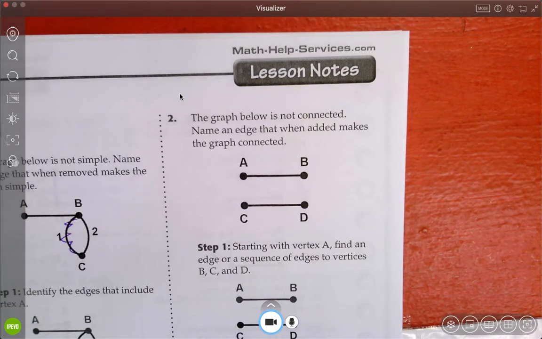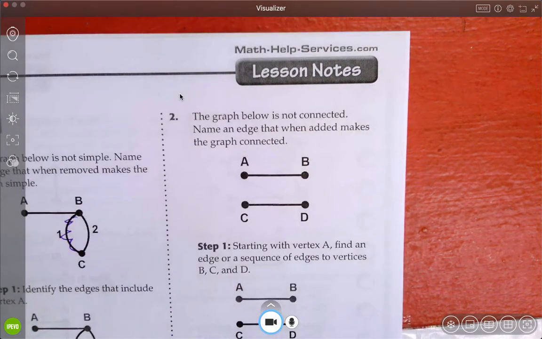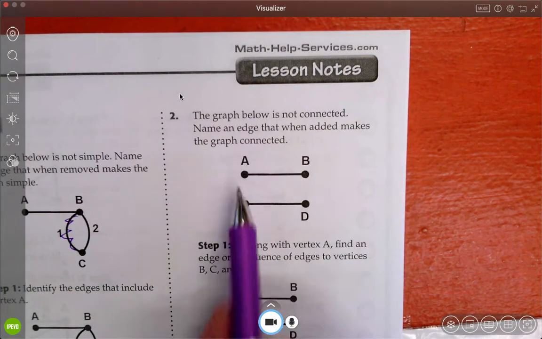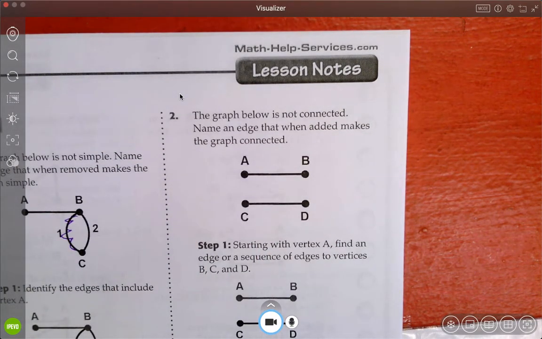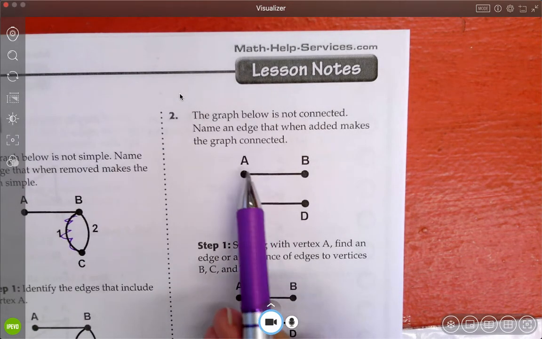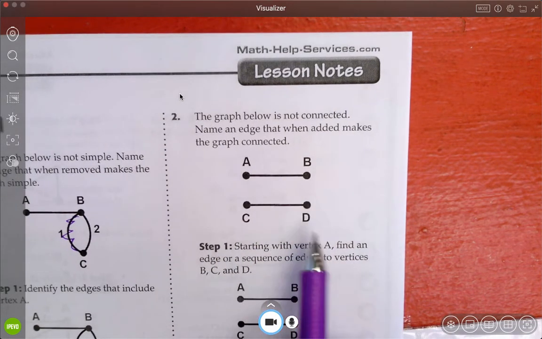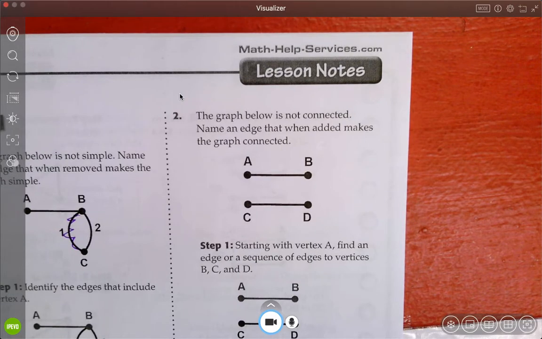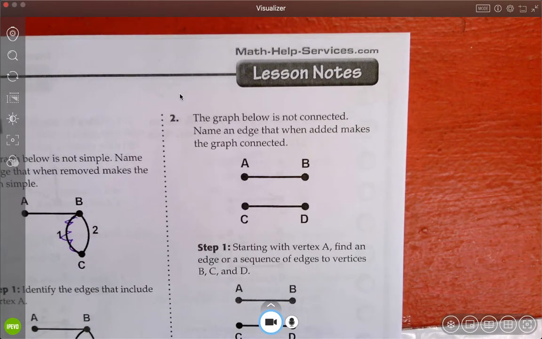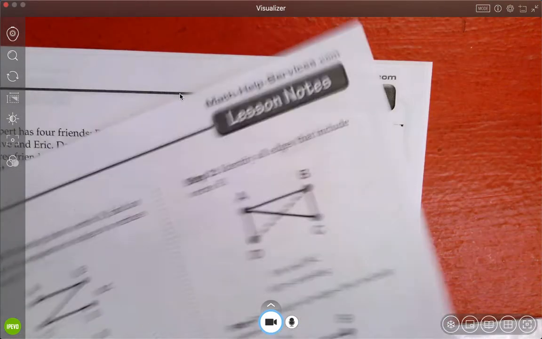What's another answer? A to D, yeah. And there's two more answers. So BD and AC. So you can either connect it this way, this way, or this way. Those are all good answers. And here you only even had to name one.